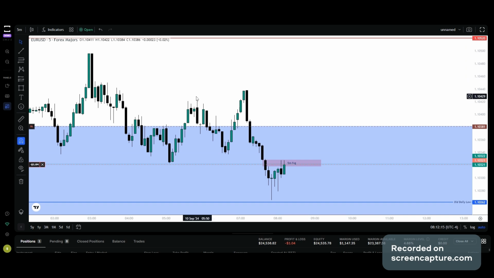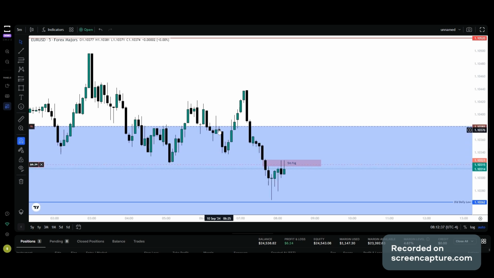Okay, so basically, I went short inside this 5-minute fair value gap right here. It's that red shaded rectangle. Okay, and I have my stop loss above this bearish breaker right here.